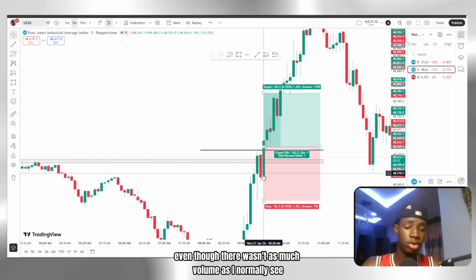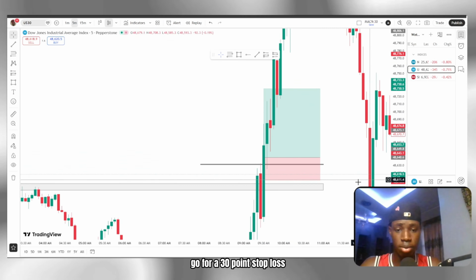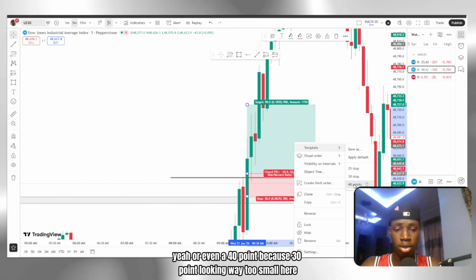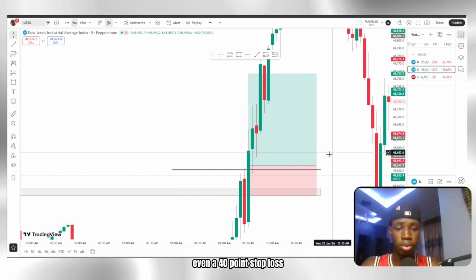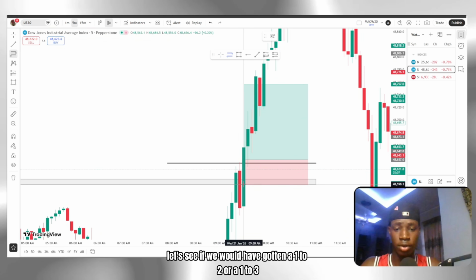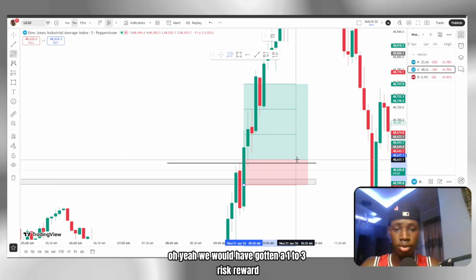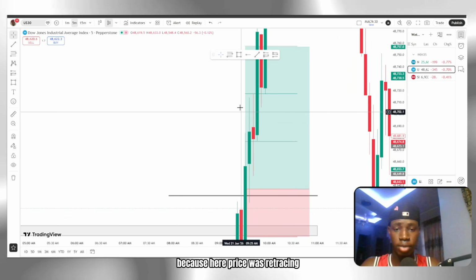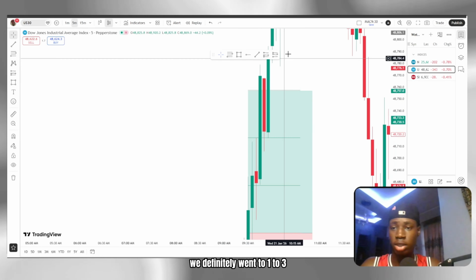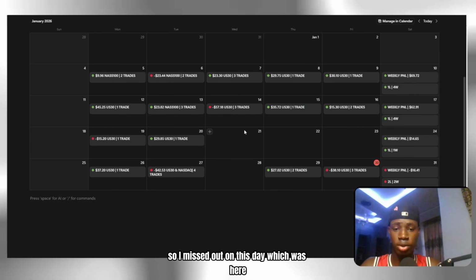Even though there wasn't as much volume as I normally see, go for a 30-point stop loss. Or even a 40-point, because 30-point is looking way too small here. And you can see here, let's see if we would have gotten a 1 to 2 or a 1 to 3. Oh yeah, we would have gotten a 1 to 3 reward. Because here, price was retracing, but we didn't go above a 1 to 2. But as soon as price reached here, we definitely went to 1 to 3. So I missed out on this day, which was here.